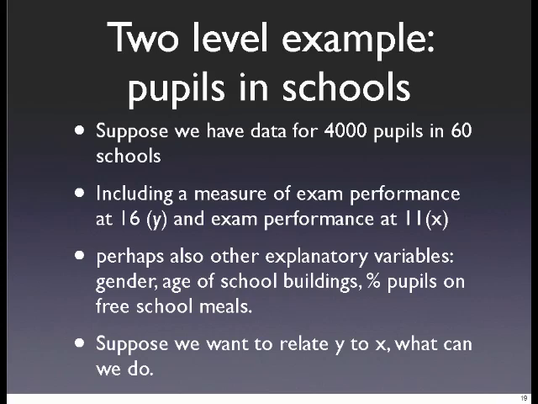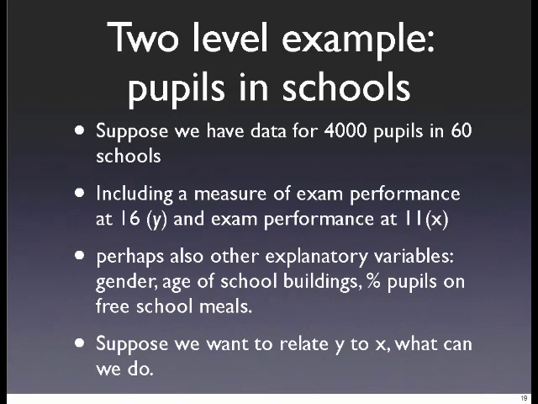on free school meals. Now these are interesting explanatory variables because the gender obviously applies to the pupil. The age of the school building is obviously something about the school, and the percentage of pupils in the school that are on free school meals is something about the pupils that's then been aggregated to the school level. So what the multi-level modelling framework allows you to do is to consider measures that are made at the individual level, or in this case at the pupil level, at the school level, and also information that's been aggregated to the school level. So it's a really powerful framework in that situation.